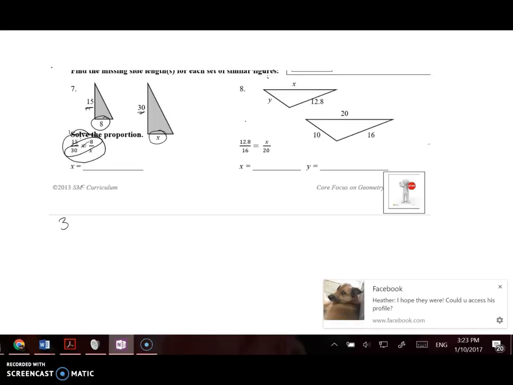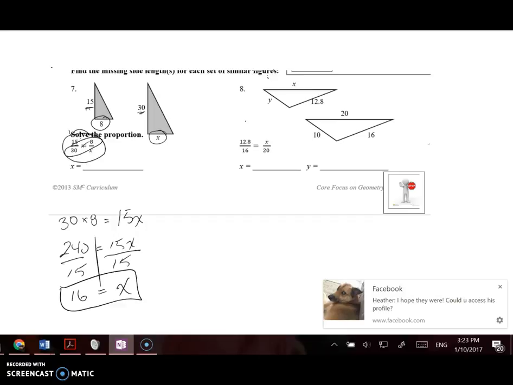So I would have 30 times 8 equals 15x. That becomes 240 equals 15x. I divide this side by 15 and this side by 15. And x would be 16 if I did that. So using a proportion allows us to find a missing side.